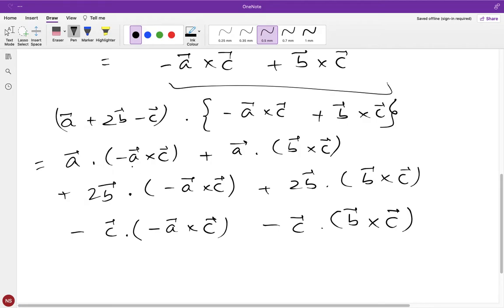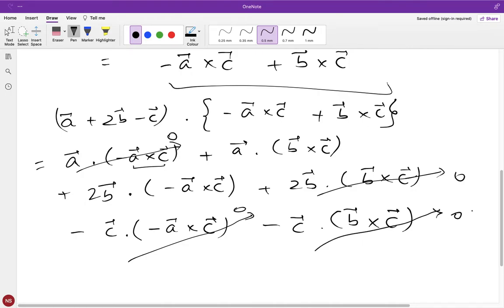Now A cross C is a vector which is perpendicular to A. So if I take the dot product of vector A with a vector which is perpendicular to it, this whole will be 0. Not a 0 vector, just 0, because this is a scalar, not a vector, just a scalar number. Similarly, B cross C is perpendicular to B. So the dot product of B with a vector perpendicular to it will be 0. Similarly, A cross C is perpendicular to C, so our dot product with C will be 0. Over here as well it will be 0.